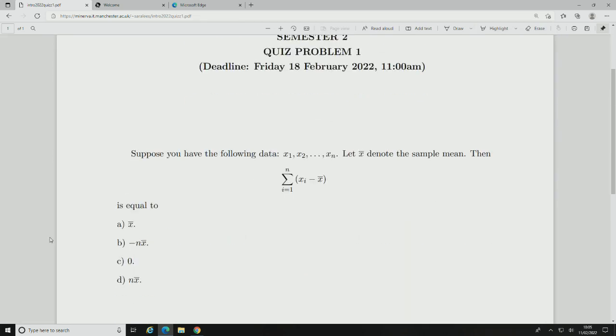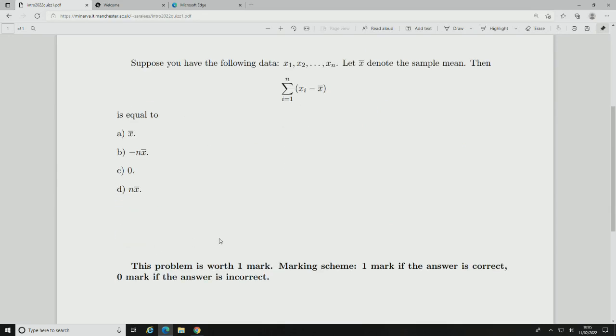This is the question. There are 4 possible answers, right? And you choose the answer that you think is correct, and you should input your answer into Blackboard. So when you log into Blackboard, you will see the same question with the same possible answers, and just go and input what you think is the correct answer. And you will get only one attempt to input your answer. All right, so make sure that you think carefully before you input your answer, right?